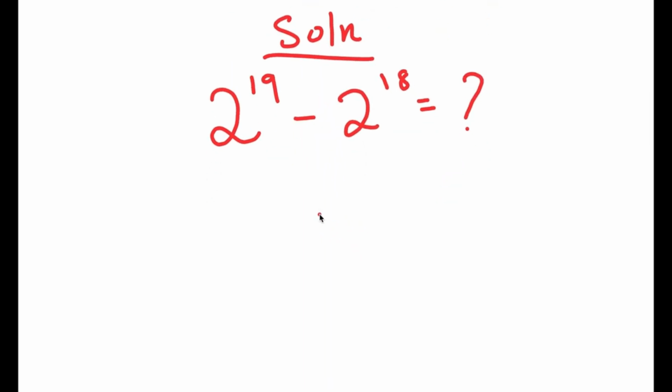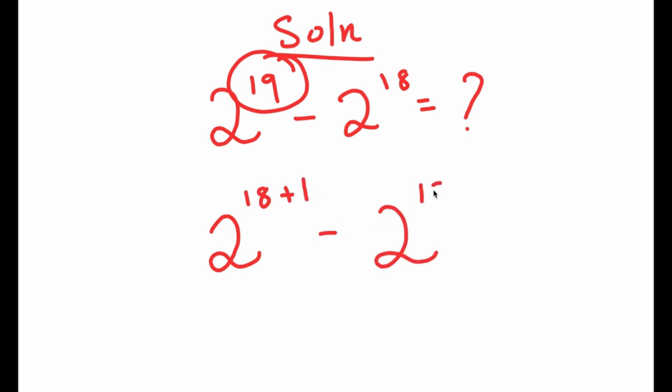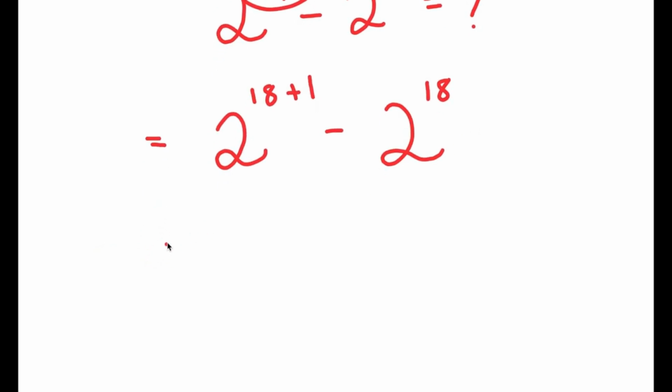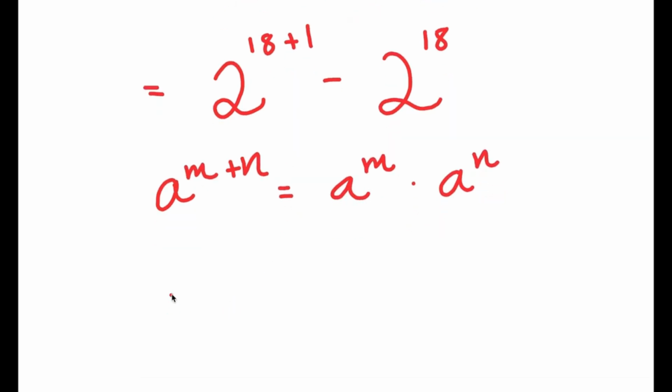And to start off, I'm going to rewrite 19 here as 18 plus 1. So I get 2 to the power of 18 plus 1 minus 2 to the power of 18. And if I have something in the form a to the power of m plus n, this is equal to a to the power of m times a to the power of n. So 2 to the power of 18 plus 1 is equal to 2 to the power of 18 times 2 to the power of 1. And now I have this minus 2 to the power of 18.